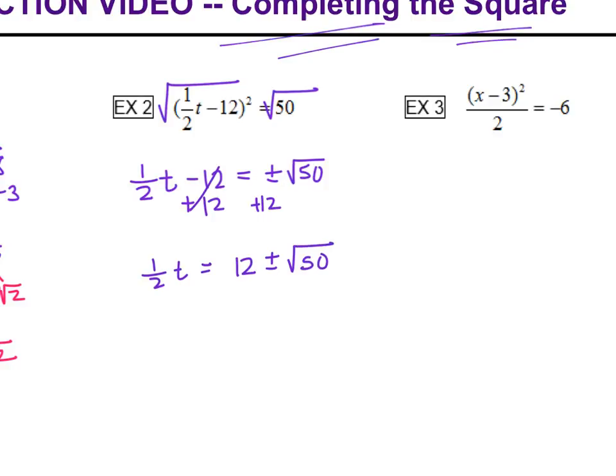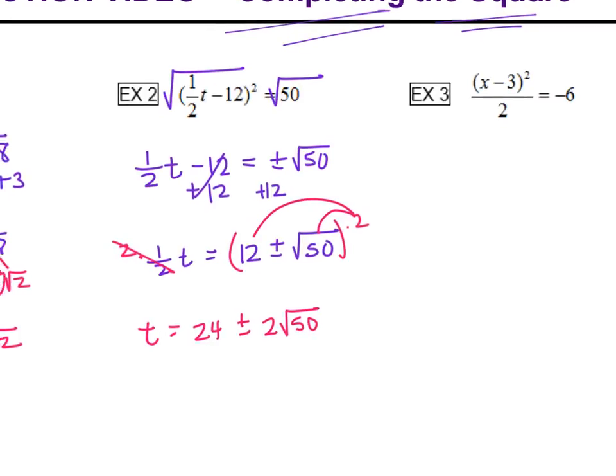And then we've got this 1/2 t that we have to take care of. So you can cancel out a 1/2 t by multiplying both sides by 2. So 2 times a half is just t, so we have t equals. Now we have to multiply both of these terms by 2. So I'm going to do 2 times 12, we know that one is 24. Plus or minus, and 2 times the square root of 50 is 2 times the square root of 50. So we have t solved for.